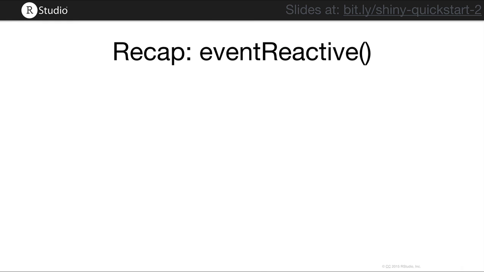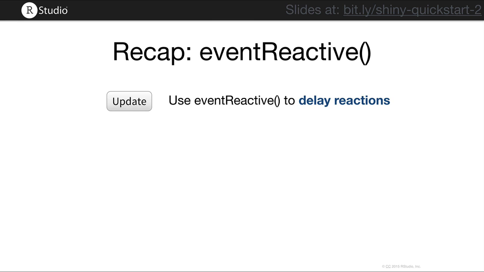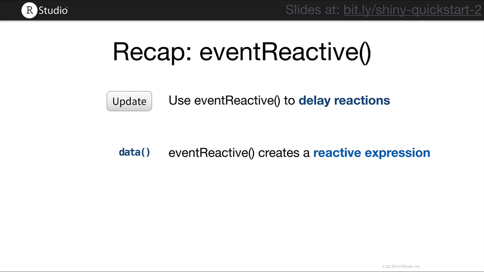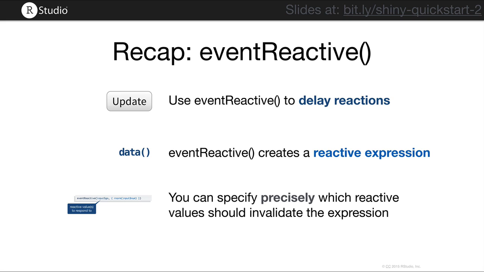All right, so this is how eventReactive works. You use eventReactive to delay reactions. It creates a reactive expression, so you have to call the results as a function, just like with other reactive expressions. But you can specify precisely which reactive value should invalidate this expression. And usually you pair eventReactive with an action button, but you could pair it with any sort of reactive value.